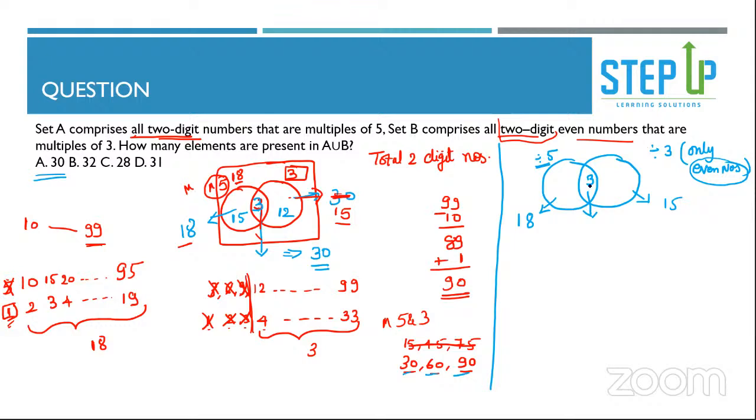So that's only 3 numbers, that is 30, 60, 90. So if this is 3, it means that this part will be 15 because the total is 18. If this is 3, it means that this part has to be 12. Let me remove this arrow. Okay, so the answer is 30.